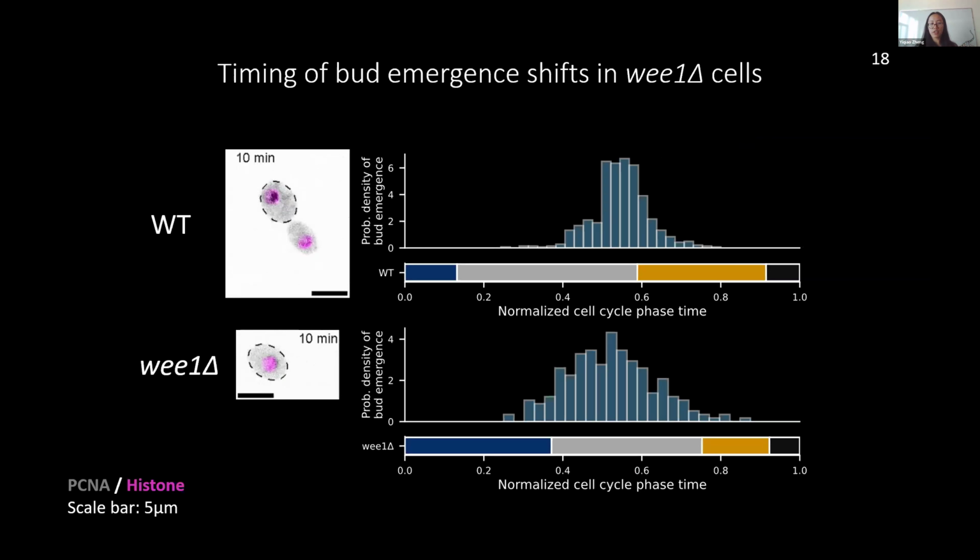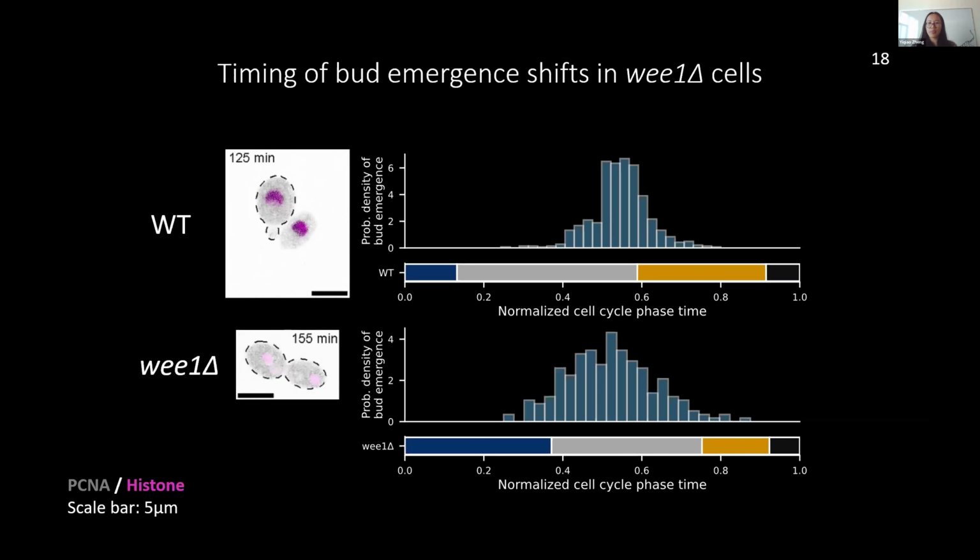On the movie on the left, this is an example where a Wee1 delete cell starts a bud in G1 phase of the cell cycle. So it seems that one explanation of why the Wee1 delete cells' buds are not smaller than the wild type is that they initiate the bud much earlier in the cell cycle, so they have essentially a much longer time to grow the bud.